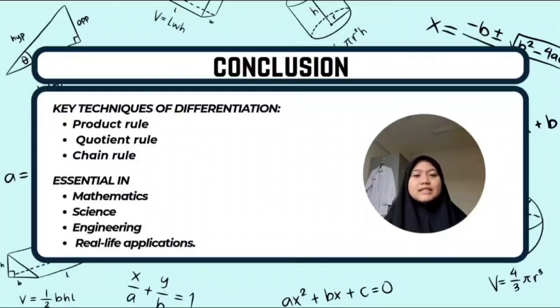So in conclusion, differentiation plays a very important role in calculus because it allows us to understand how quantities change. Throughout this presentation, we have reviewed several key techniques of differentiation, including the product rule, quotient rule, chain rule, and other related methods. Each technique helps us solve different types of function more efficiently and accurately. So by applying these techniques correctly, we can simplify complex problems and obtain solutions that are essential in mathematics, science, engineering, and real-life application. We have also demonstrated the problem statement and shown the step-by-step solution to illustrate how these techniques are used in practice.